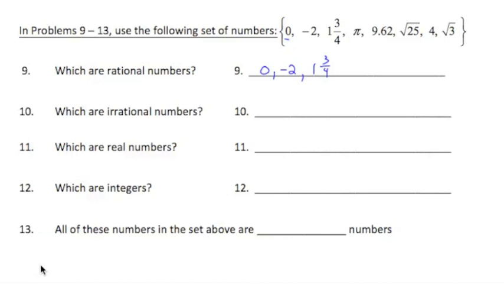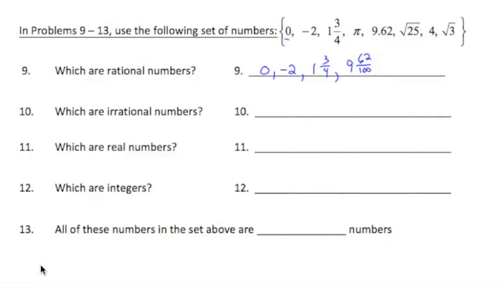Pi, now pi is a non-terminating decimal number, which means it goes on forever, and there's also no pattern to that. If there isn't a pattern and it goes on forever, I cannot write that as a fraction, so pi is not a rational number. 9.62, well, I can certainly write that as a fraction, because if I read the value of that number, that is 9 and 62 hundredths. So that's really no different than 1 3/4. So 9.62, I can write that as a fraction.